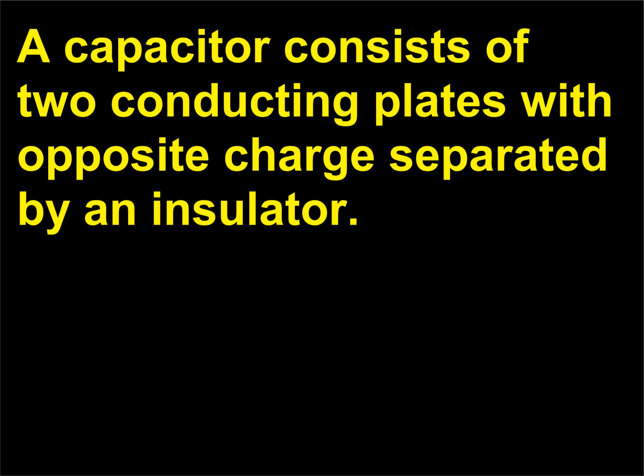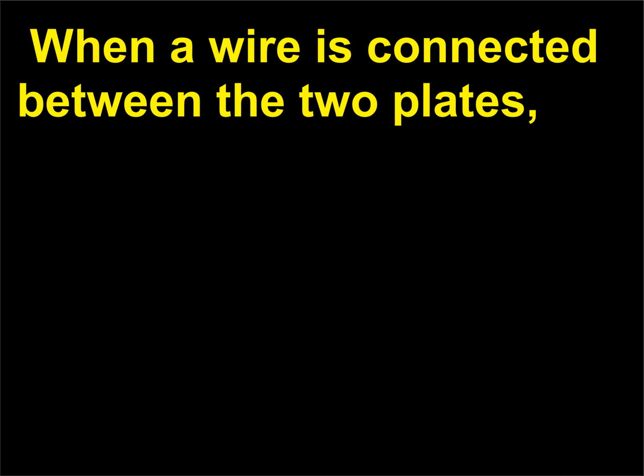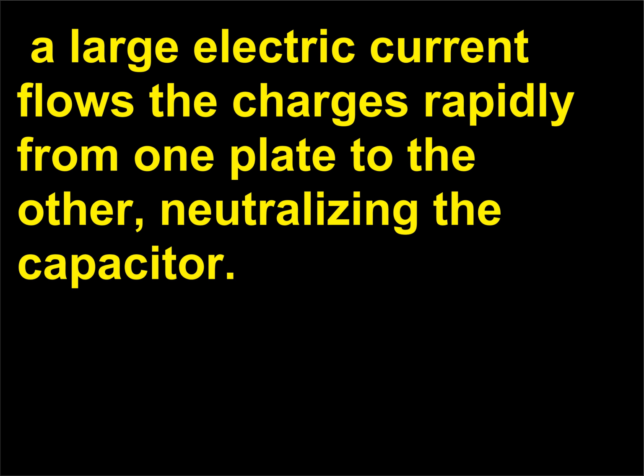A capacitor consists of two conducting plates with opposite charge separated by an insulator. When a wire is connected between the two plates, a large electric current flows, moving the charges rapidly from one plate to the other, neutralizing the capacitor.